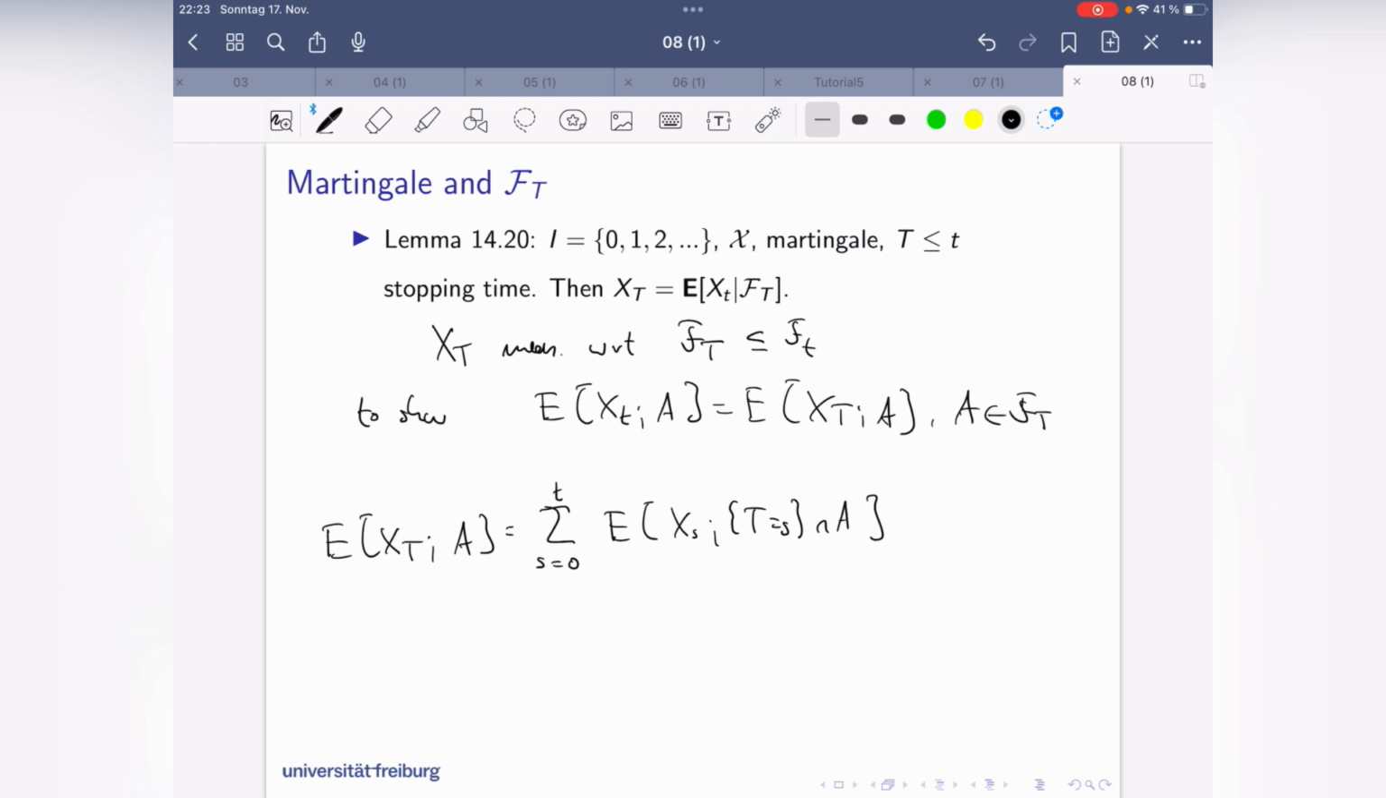Well, T equals s and A is in F_s, so when is A in F_T? It's in F_T if this thing here, okay, with less or equal, but it doesn't really matter because this set here is the same as T less or equal to s without T less or equal to s minus 1, which is also an element in F_s. So that means this set here is in F_s by definition of the sigma algebra F capital T. So I can do this here.